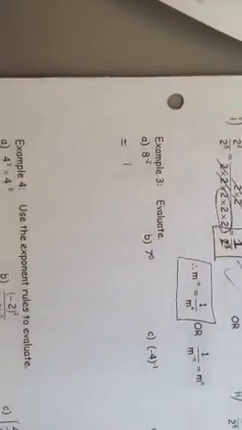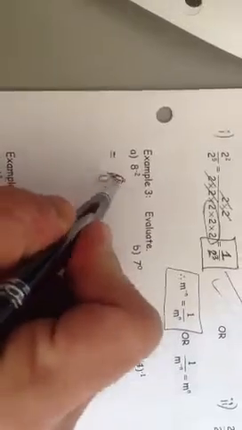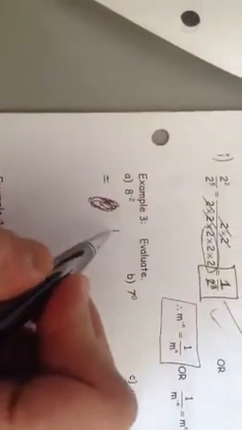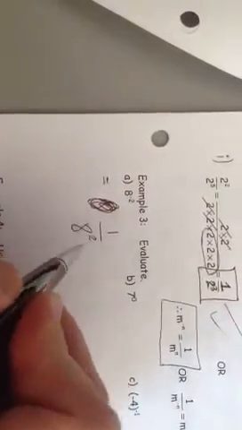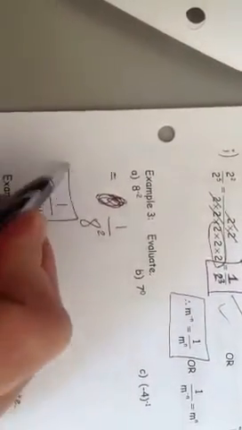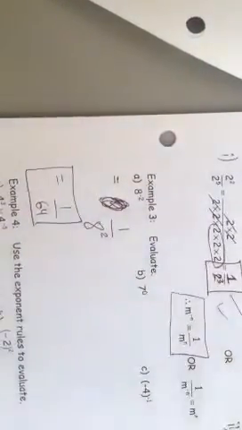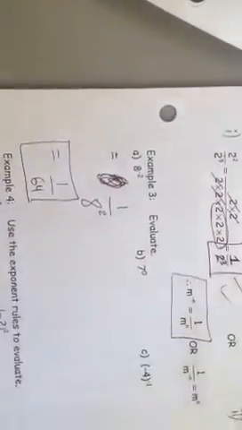So let's take a look at example 3. It says evaluate 8 to the power of negative 2. So according to that rule, this is the same as writing 1 over 8 to the power of positive 2. And 1 over 8 squared, I'll write that as 1 over 64. Again, to get full marks, you do not just write the answer, you have to write your exponent rules.